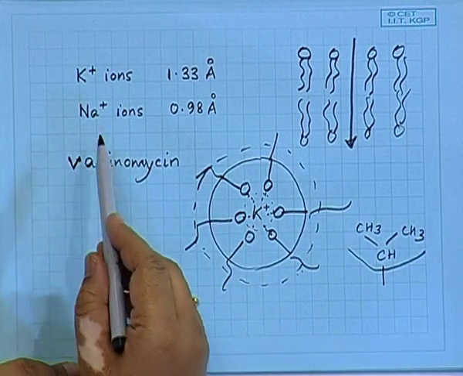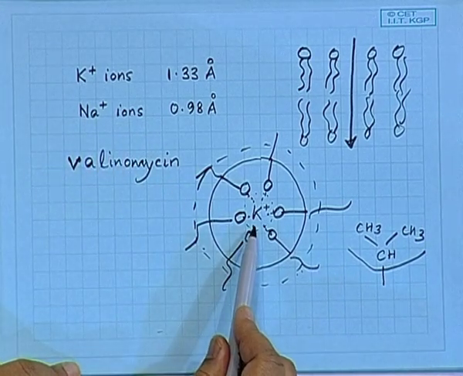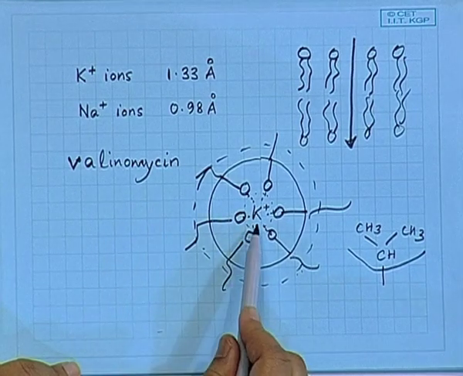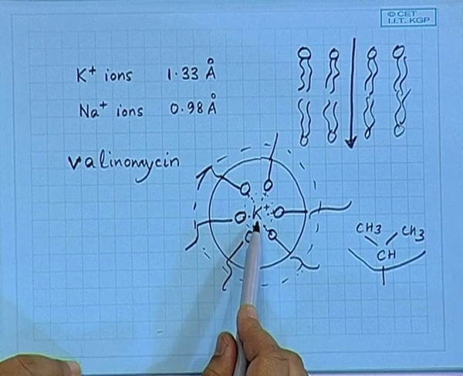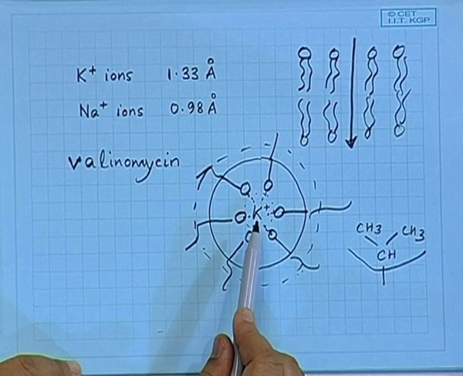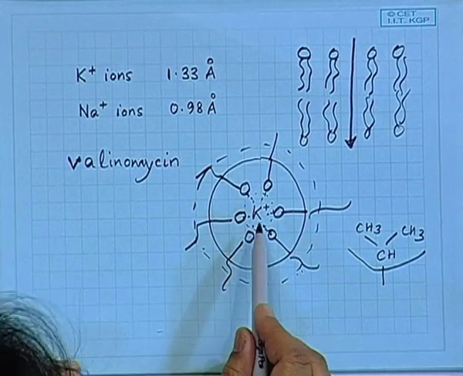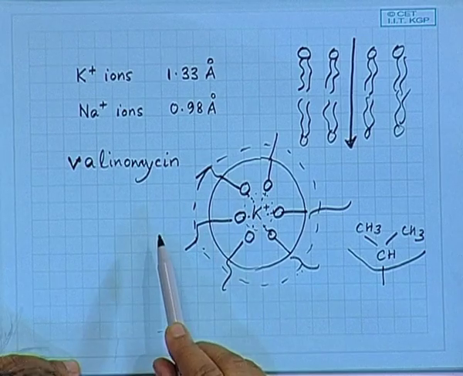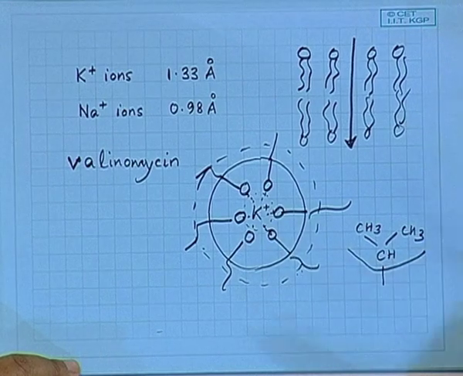Now, because sodium is too small, it does not sit here. It does not have the specific interaction that potassium has. So, it is not transferred as efficiently. Okay? Now, this is useful because the concentration of K plus in the cell has to be high. So, the fact that valinomycin binds K plus with a much higher affinity than sodium is useful for the transfer of the potassium ion to the cell.